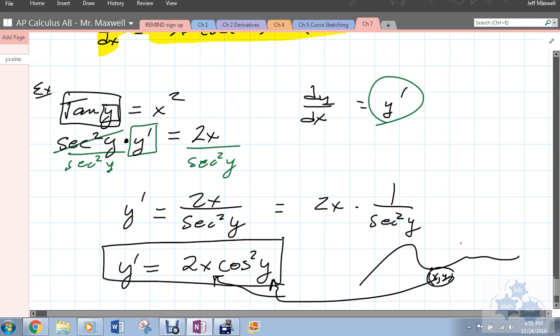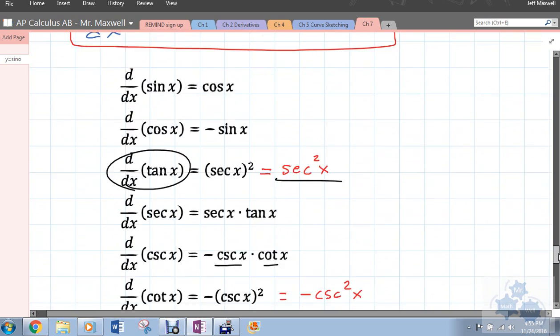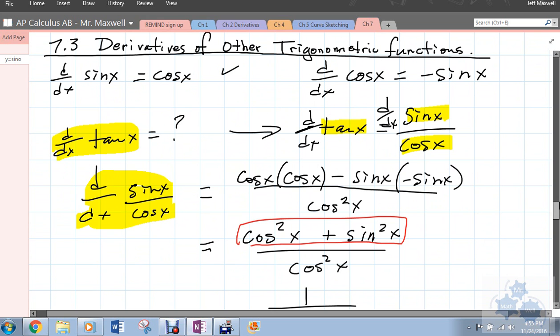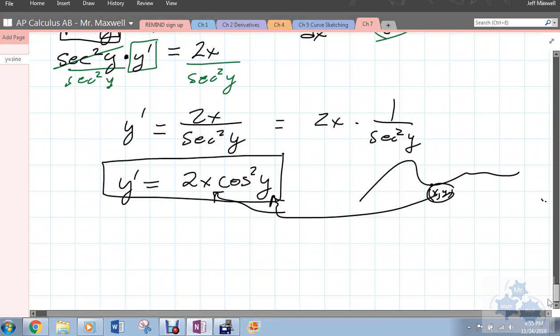Alright, so that's that. And that was the lesson on derivatives of other trig functions, to accompany 7.2, derivatives of sine and cos. I hope you learned something, and you're ready for your assignment now.